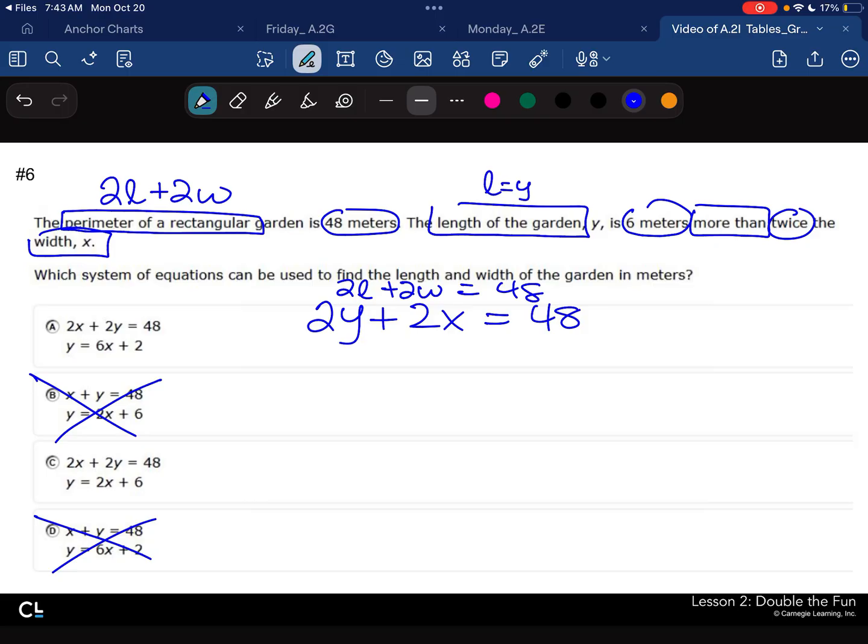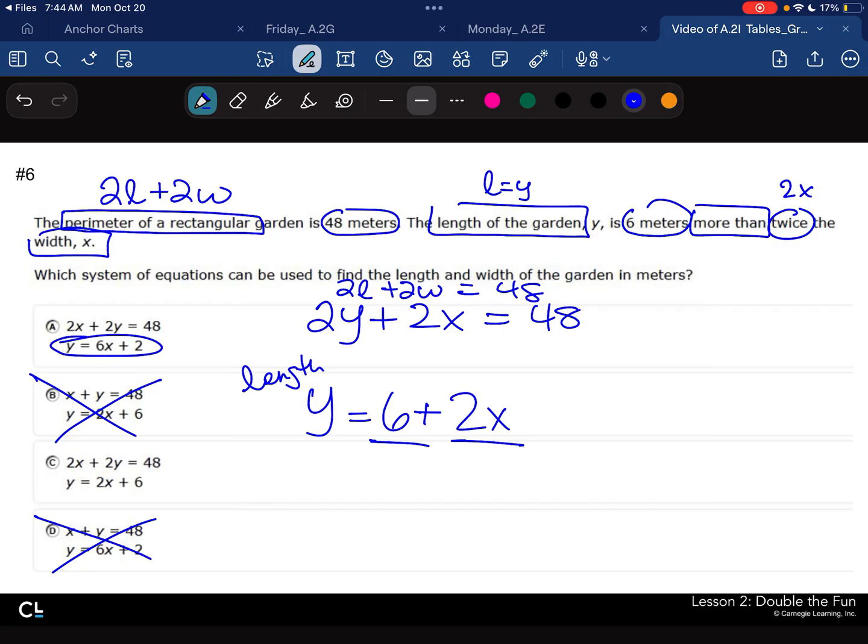Now I'm left with the second part, where it says the length, so it's L, in this case it's y, because this is the length, is equal to 6 meters more than, so that's addition or subtraction, that's addition, twice, so remember it's 2 times the width. In this case, width is x. So my equation has to have a 2x and a positive 6. Looking at my answer choice, this one is wrong. So the correct answer is C.